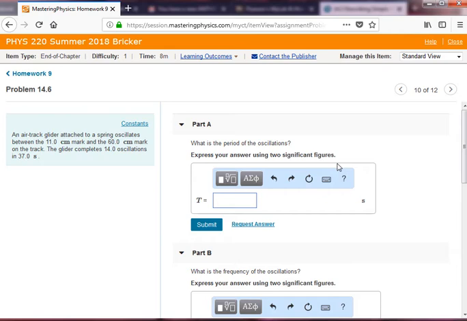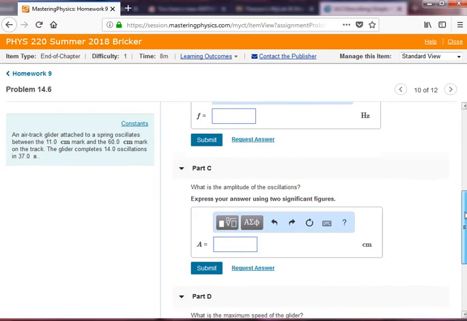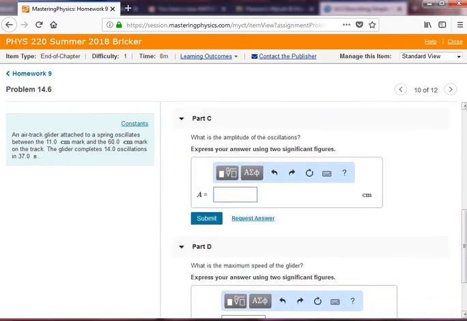What is the frequency? Okay, great. If we know the period, the frequency is 1 over the period. And then what is the amplitude of oscillation? And finally, part D, what is the maximum speed? Okay, let's take a look at this.